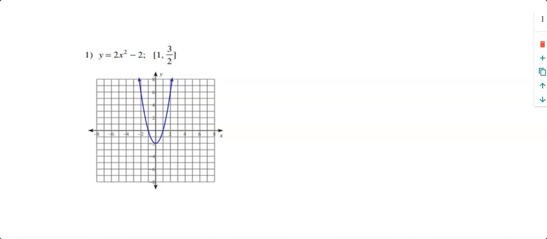Okay, so let's start with this problem. Y equals 2x squared minus 2 over the interval 1 to 3 over 2. So we're going to start by doing the average rate of change, which is going to be f of b, this being that b, minus f of a over b minus a.